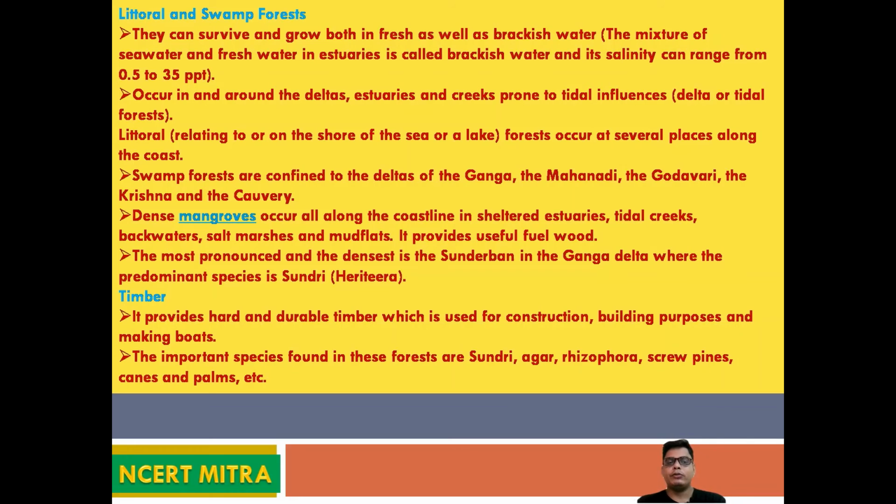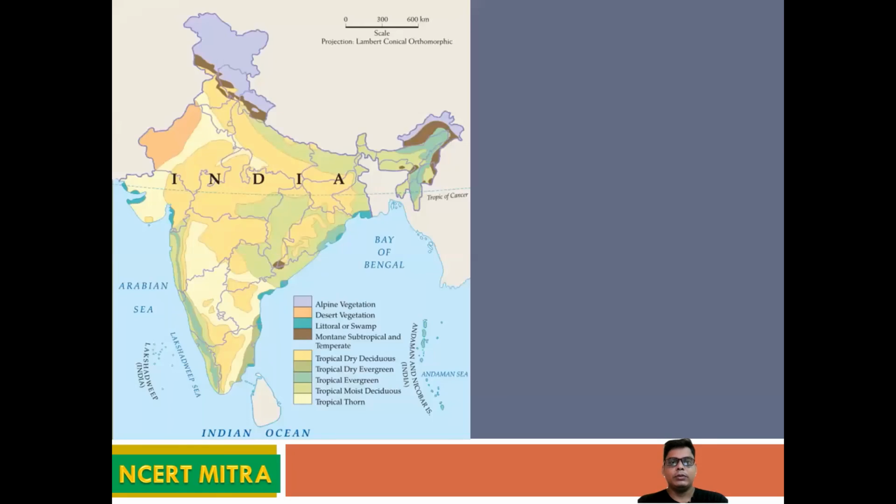Then, coming to timber: what timber can we find there for construction, building, making boats and so on? Species you can find are Sundari, agar, and rhizophora. Then come the screw pines, canes and palms. So these are the trees we can find.